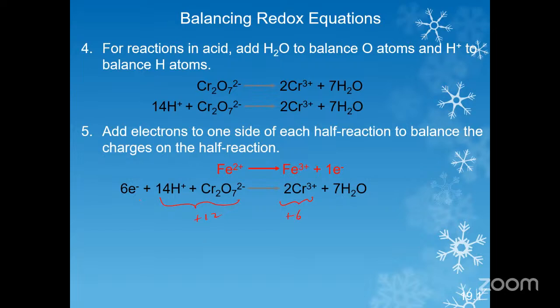So what does that mean? That means we need to add 6 electrons to this side, because by adding 6 electrons, you're adding 6 negative charges. So this side becomes reduced to +6, which balances with the +6 on the right side.